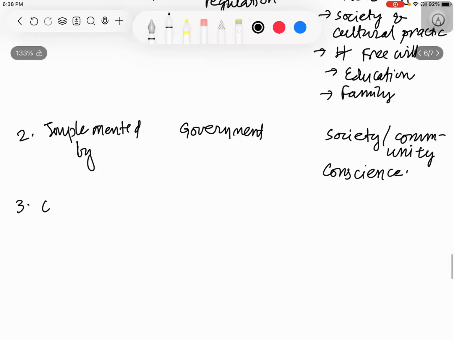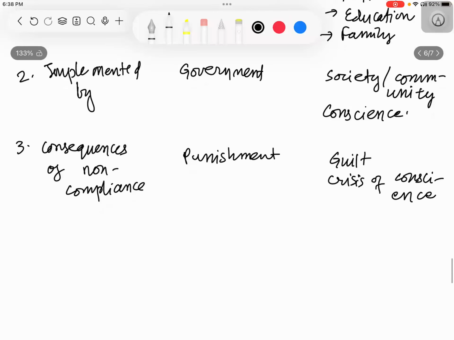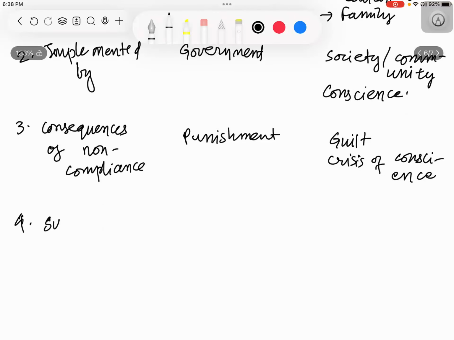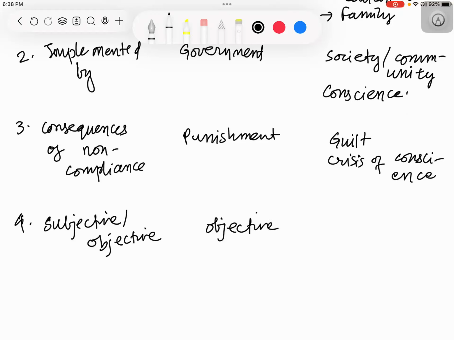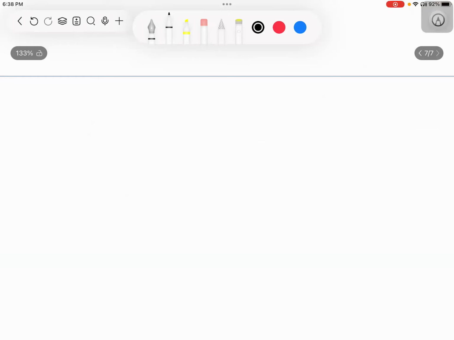Similarly, you will say what are the consequences of non-compliance. So here there is punishment. Here there is no punishment as such, but there might be guilt, there might be crisis of conscience, right? All of these things. Now again you can say whether it is subjective or objective. Law is more objective and this is more subjective, right? These are the differences. They might ask you a 10-marker question, you will say okay, this is the difference.